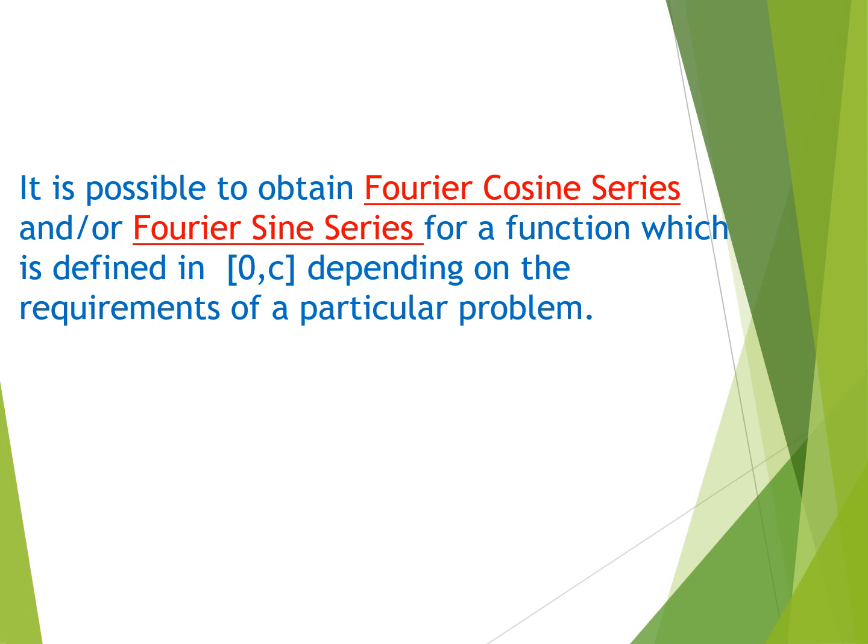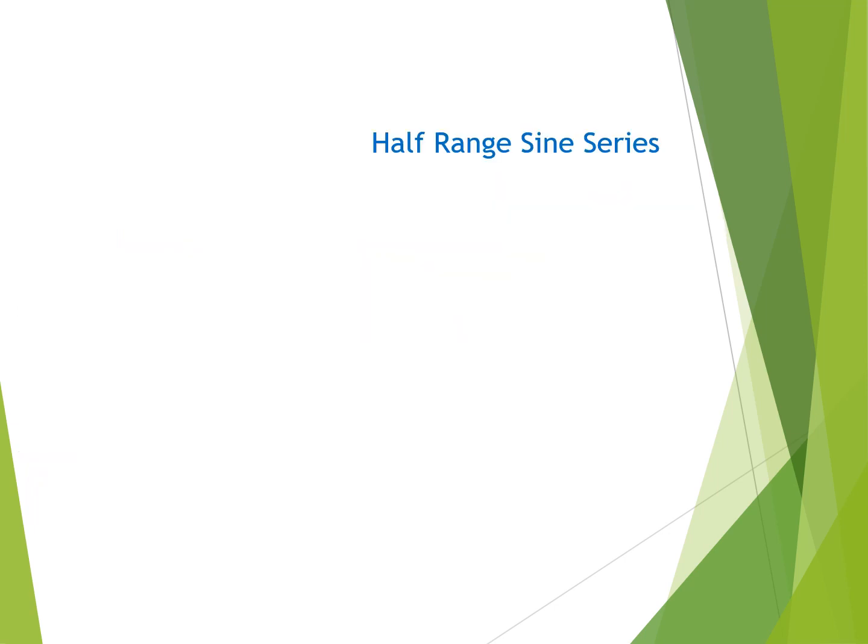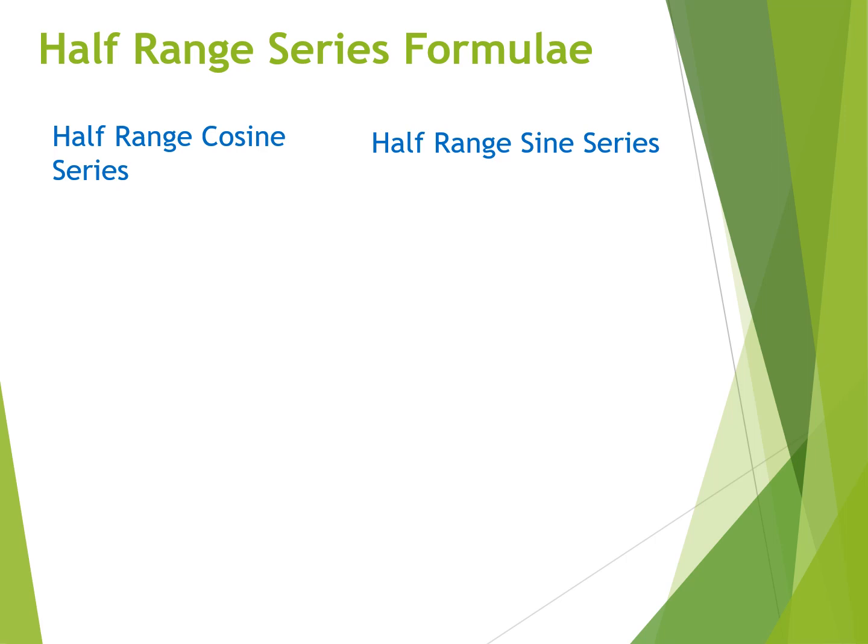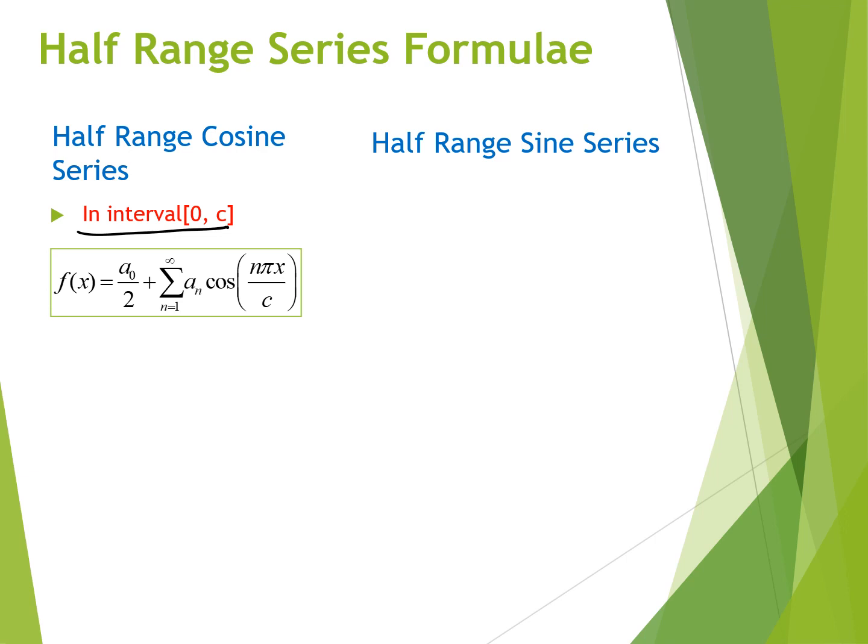Now it is possible to obtain the Fourier cosine and Fourier sine series for a function defined on 0 to c, depending on the requirement of the particular problem. These are the half range sine series and half range cosine series. For the interval 0 to c, the half range cosine series is f(x) = a naught by 2 plus summation n = 1 to infinity a_n cos(n pi x by c), the same simple formula as we discussed in the Fourier series, but b_n is 0.